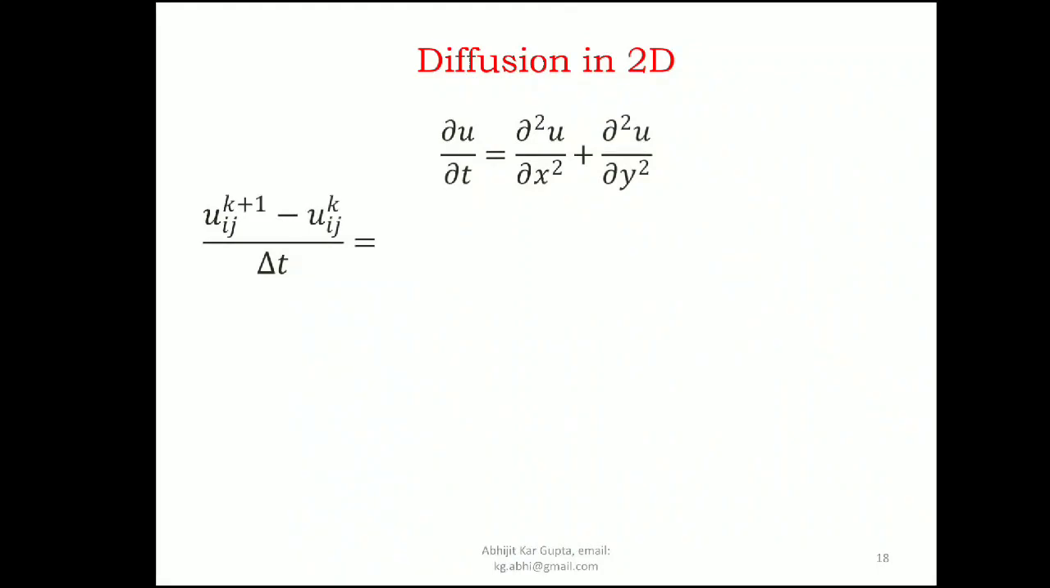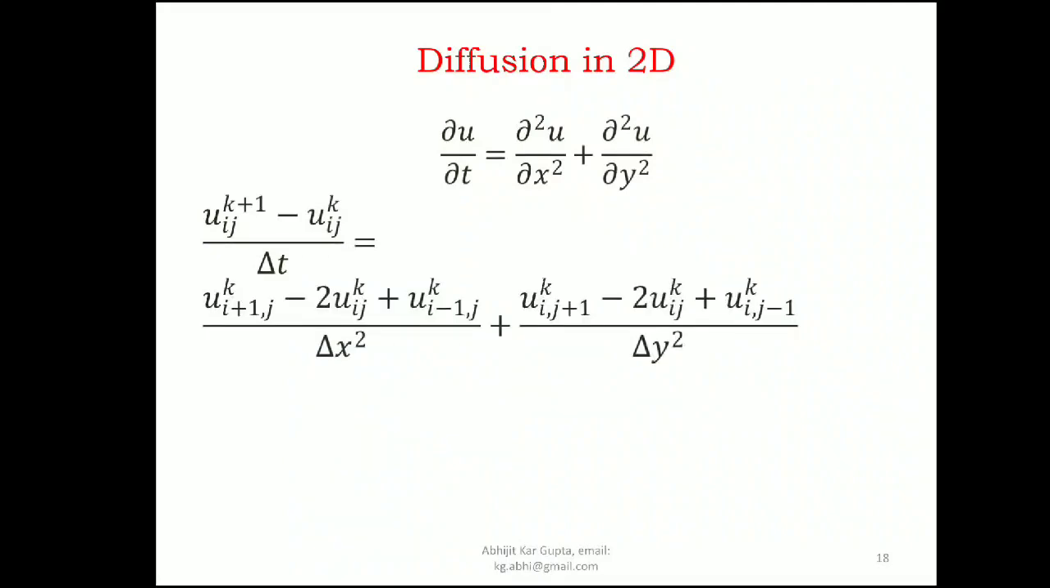So the left side is u_ij^(k+1) minus u_ij^k by delta t, and on the right side the two space derivatives you do with the central difference formula, as we did earlier. So now we have the two differences, delta x and delta y. You can take delta x equal to delta y, where i is the x index and j is the y index. Since you take delta x equal to delta y, once again on the right side you will have delta t by delta x square and delta t by delta y square, and you take that as r again.